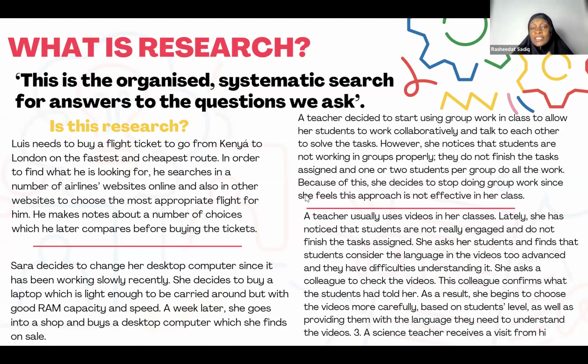So it is actually research based on the simple definition that we've given, but I'd like somebody to volunteer to compare the two teachers' scenarios and tell us why the first one is not research and why the second one is research. Do we have a volunteer, please?